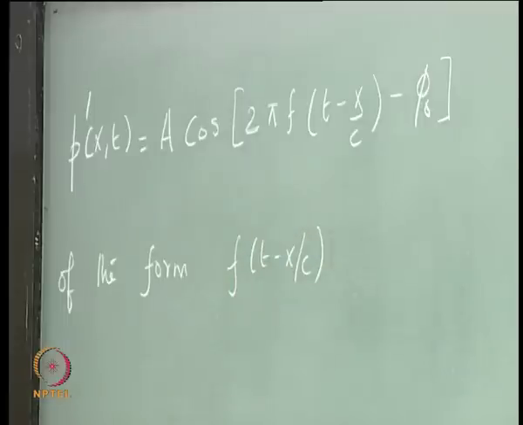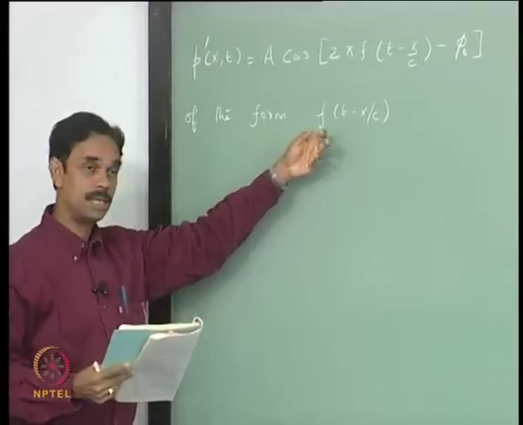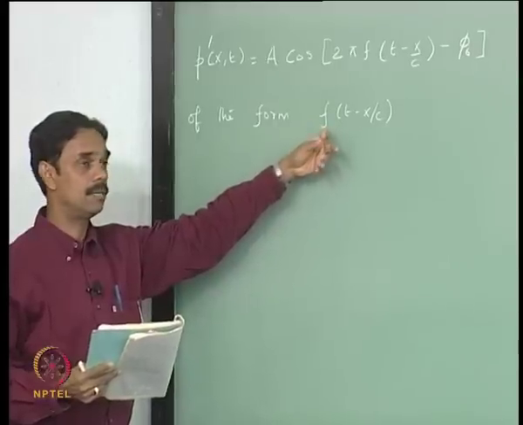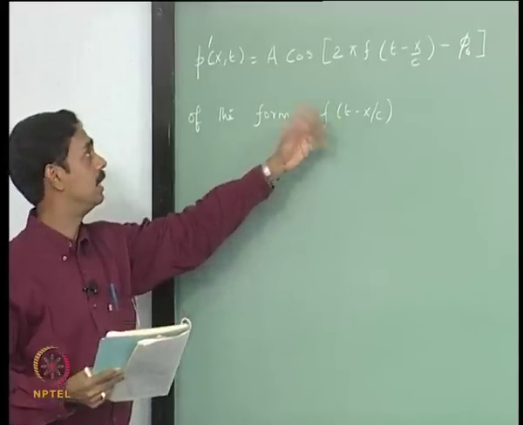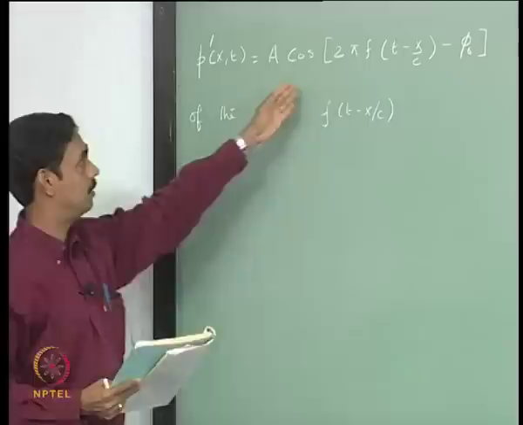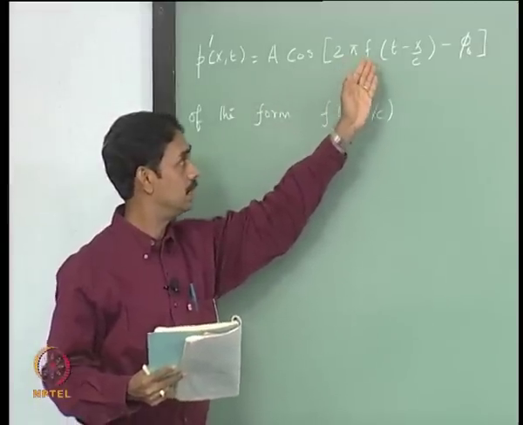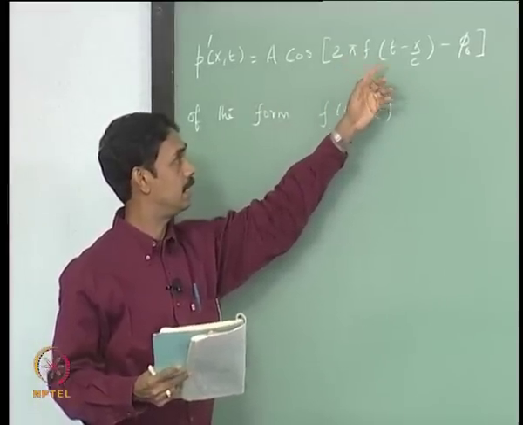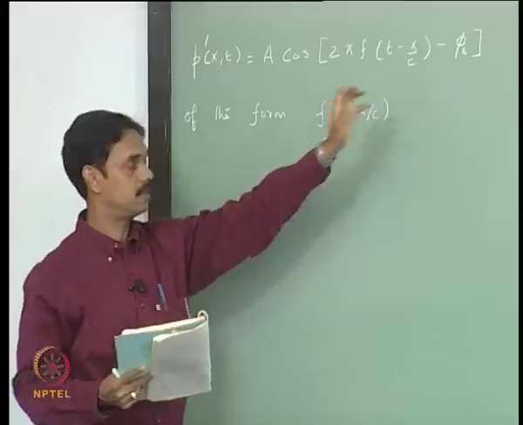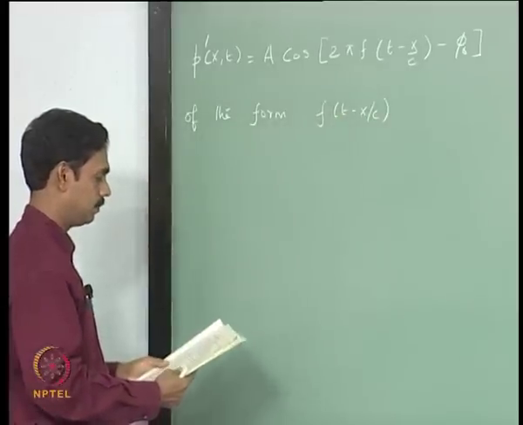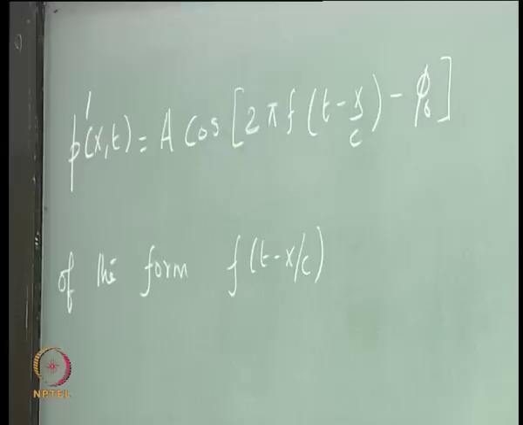We saw the solutions f of t minus x over c, and this was the right running wave. If you had the other function g of t plus x over c, then you could write the corresponding wave as cos of 2 pi f times t plus x over c, minus phi naught. This is oscillating at a single frequency, and the frequency here is f.